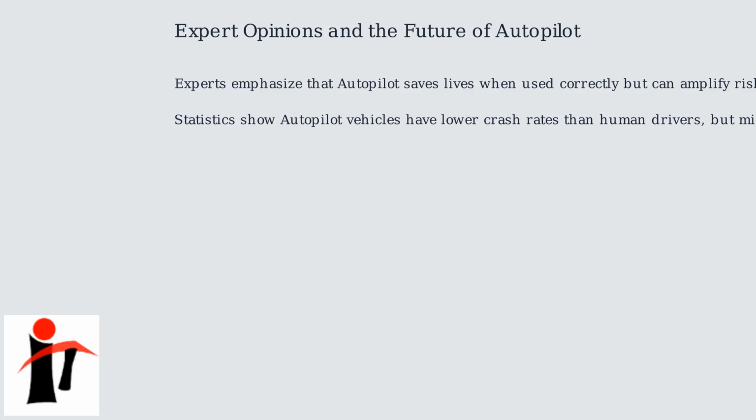Statistics from 2025 show autopilot-enabled vehicles have a 0.23 crashes per million miles rate compared to 1.2 for human drivers, but only when drivers intervene promptly. NHTSA reports 18 fatalities since 2016, mostly due to misuse.